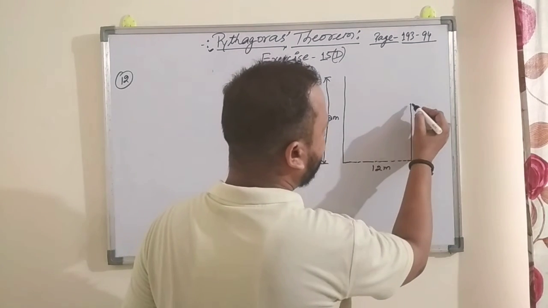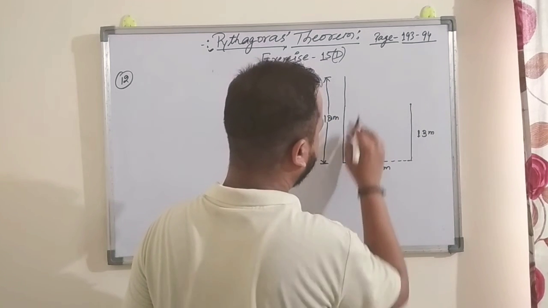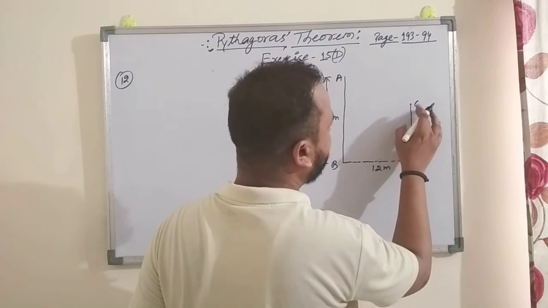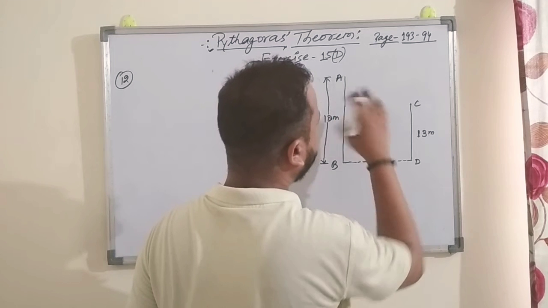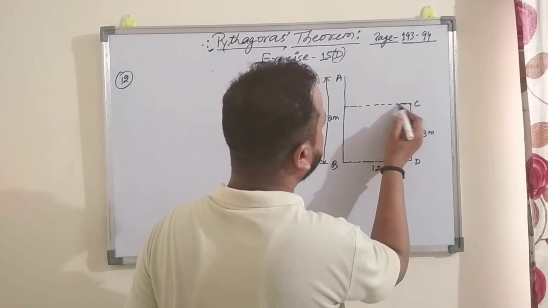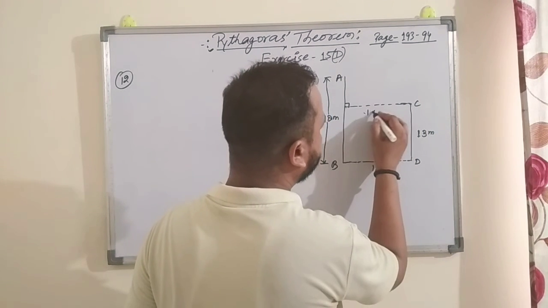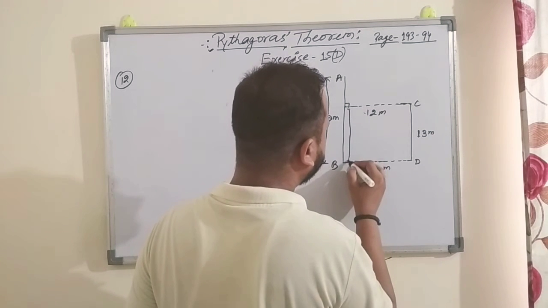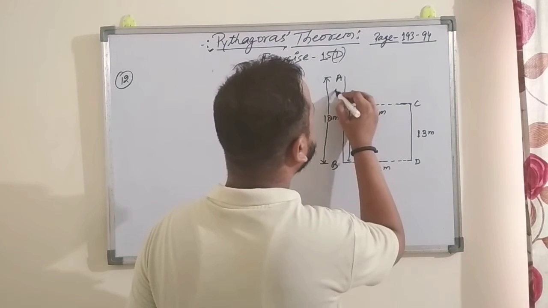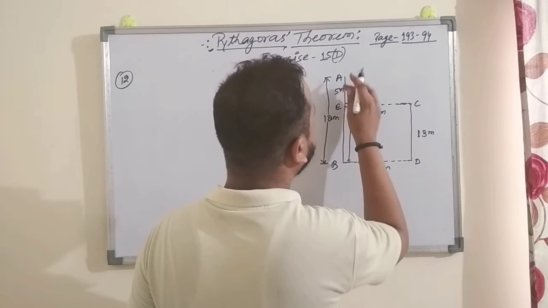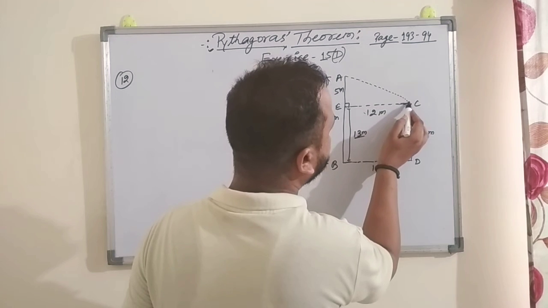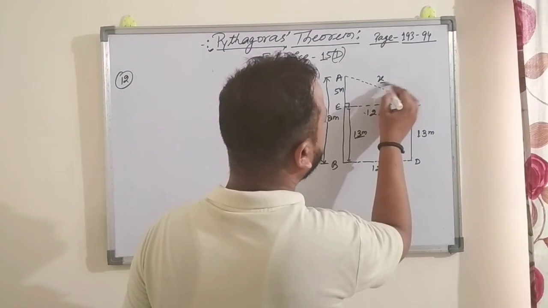If we draw a perpendicular from this point to this line, suppose we name them A, B and C, D. So if we draw a perpendicular from point C to AB, this is also 12 meters. This length is 13 meters, so it means this length is 5 meters. Suppose this is E. So AE is 5 meters. Just join A to C, right? You have to find out this length. Suppose this is X.